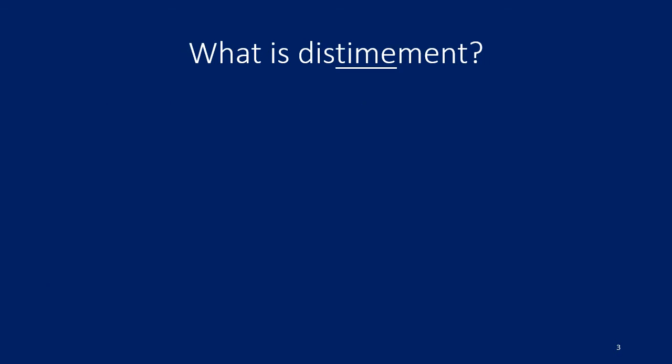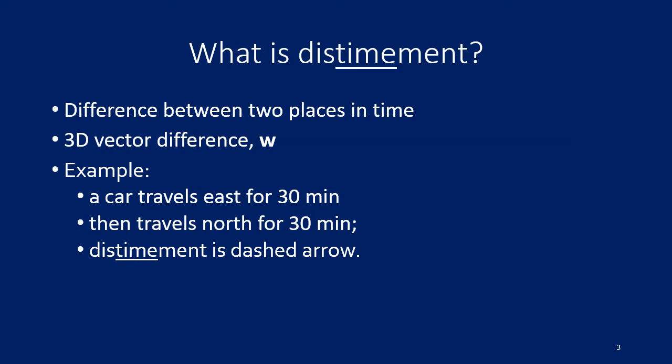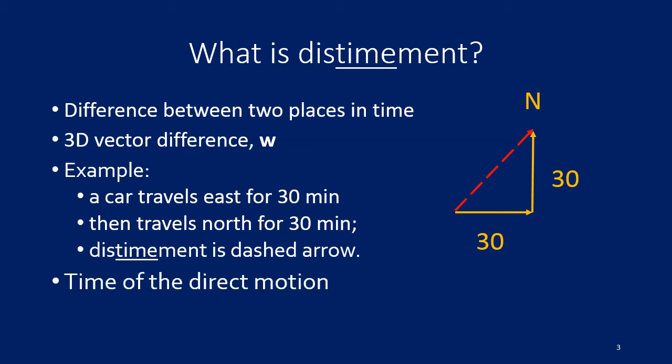Now, what is distimement? Well, this is a new word that we're using. It's the difference between two places in time. And it's a 3D vector difference, and we'll use the letter W in bold. For example, a car travels east for 30 minutes and then travels north for 30 minutes. Then it's the dashed arrow in the diagram to the right. So it's the time and direction of the most direct motion. And as we explained before, the direction can be in space or in time.